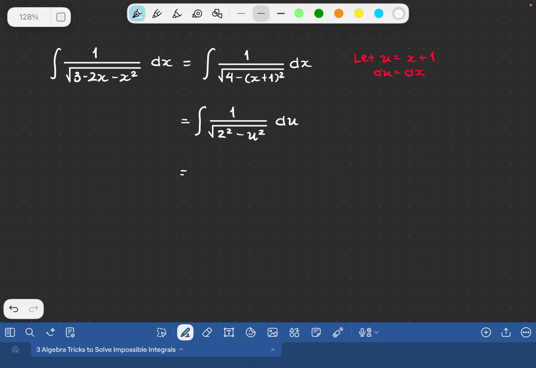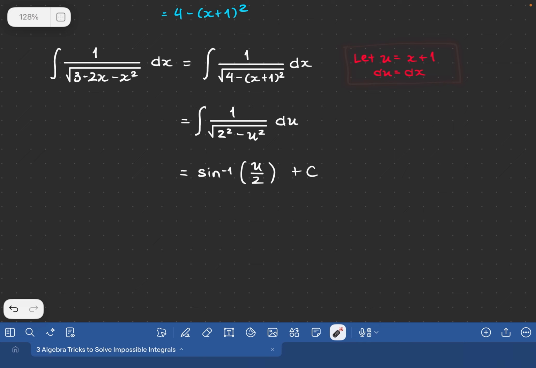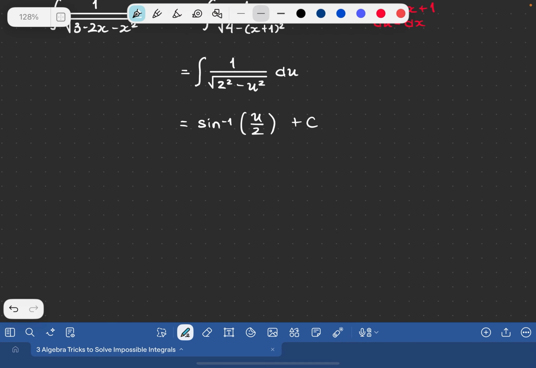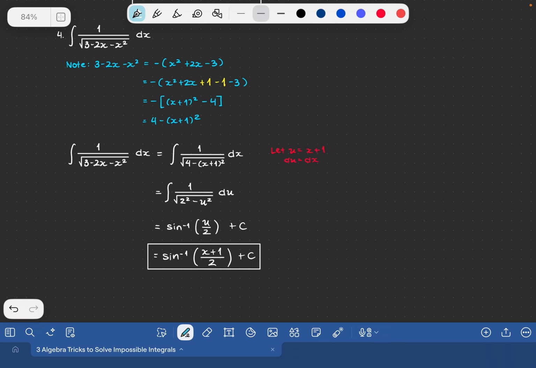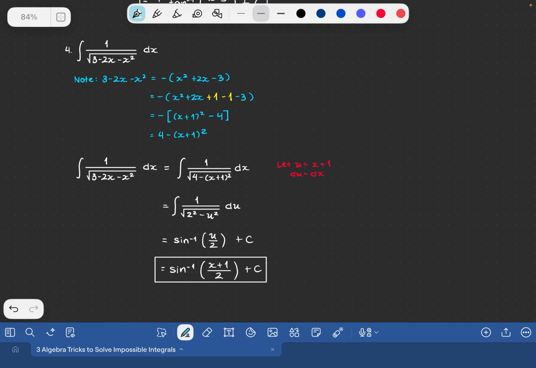And so applying that formula, this just yields sine inverse of u over 2 plus c. But then again, we must end with x. So we just apply this conversion, that relationship. We will end with the arcsine or the sine inverse of x plus 1 all over 2. So that is the answer for this problem. Good, pretty good. So that's the answer for this fourth item.